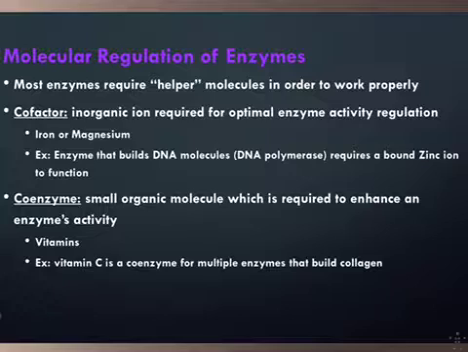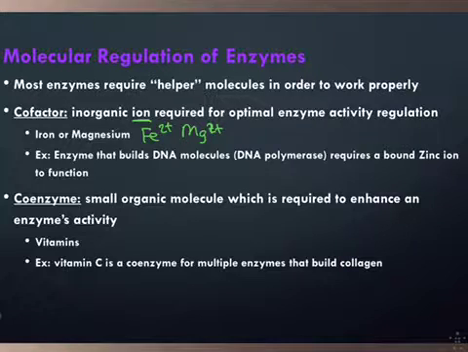Most enzymes require helper molecules in order to work properly. These helper molecules are called either cofactors or coenzymes. A cofactor is an inorganic ion that is required. Commonly, we have iron or magnesium ions, usually Fe2+ and Mg2+ are the two main ones.